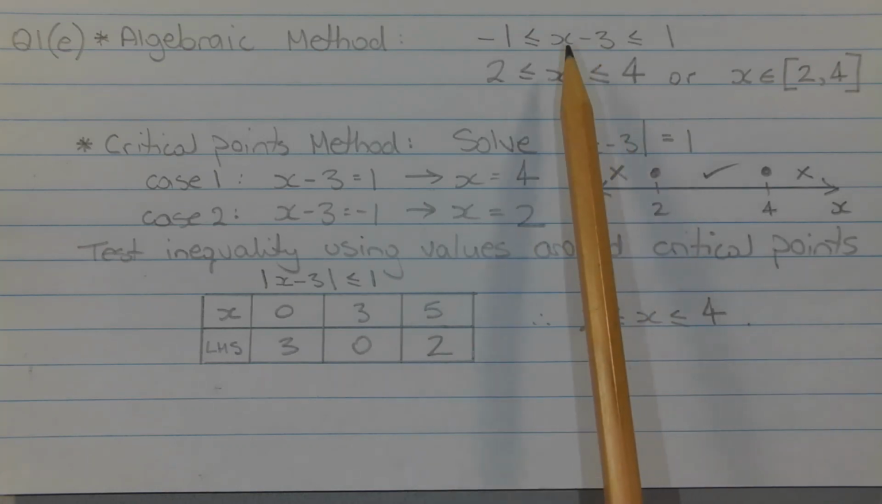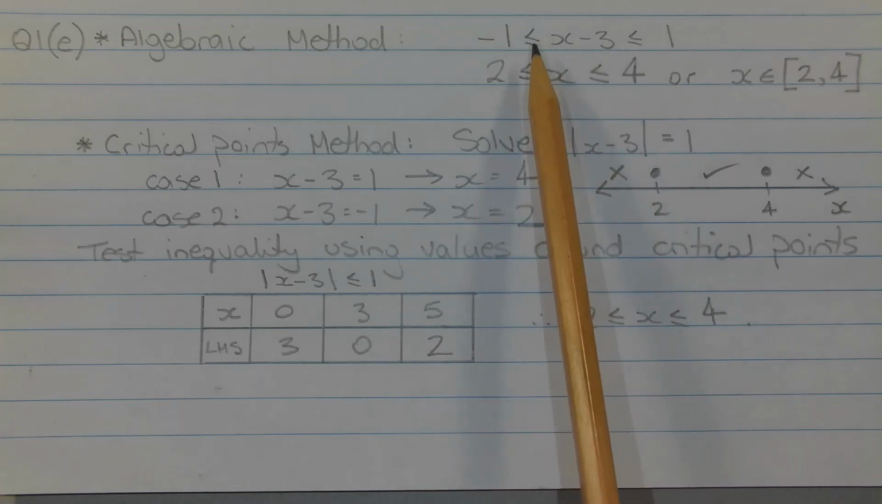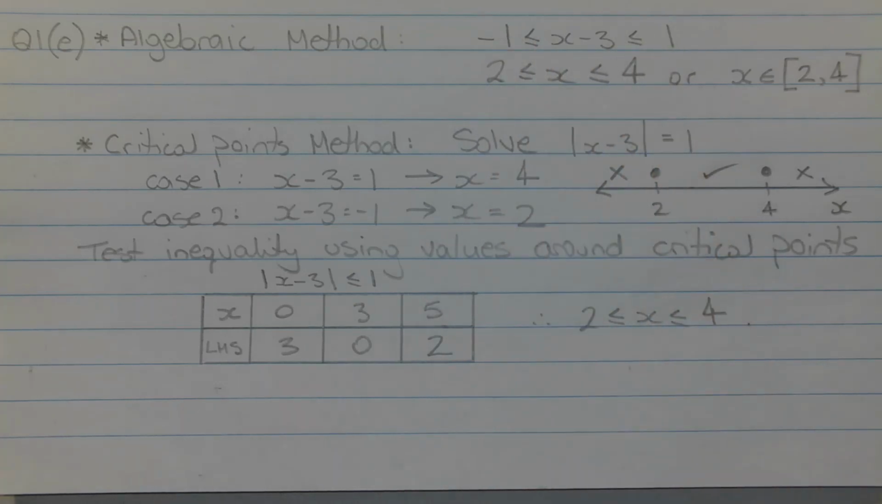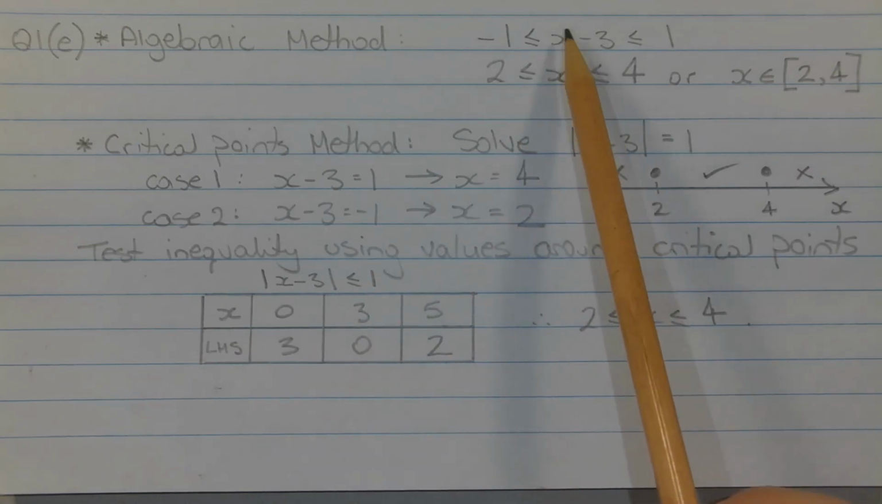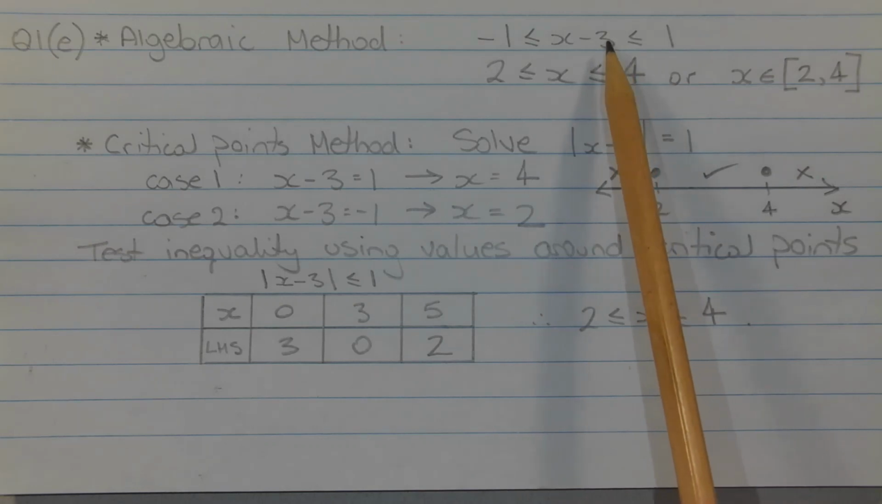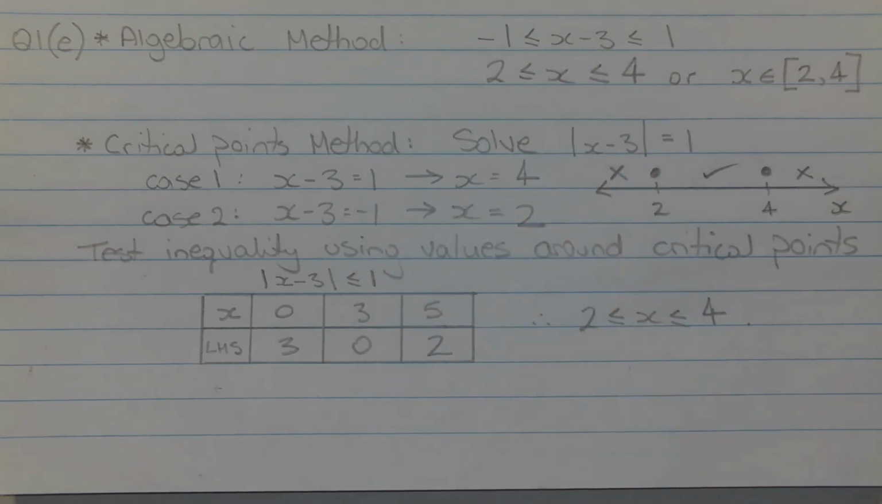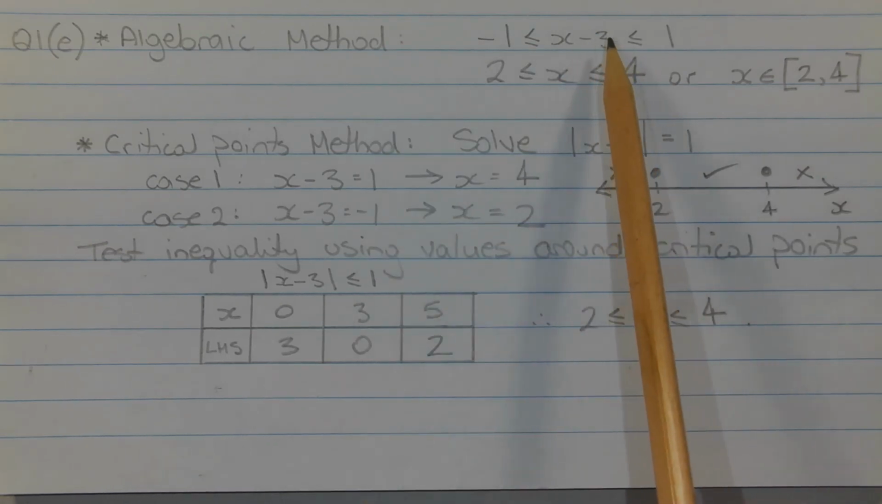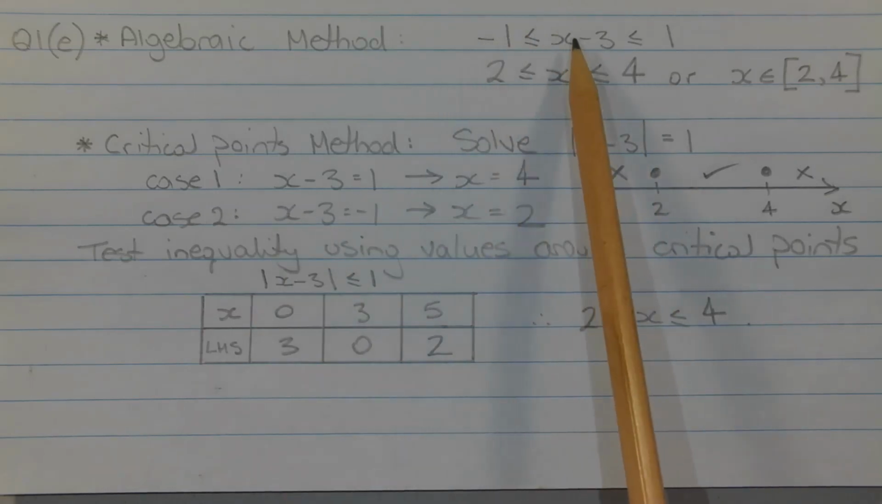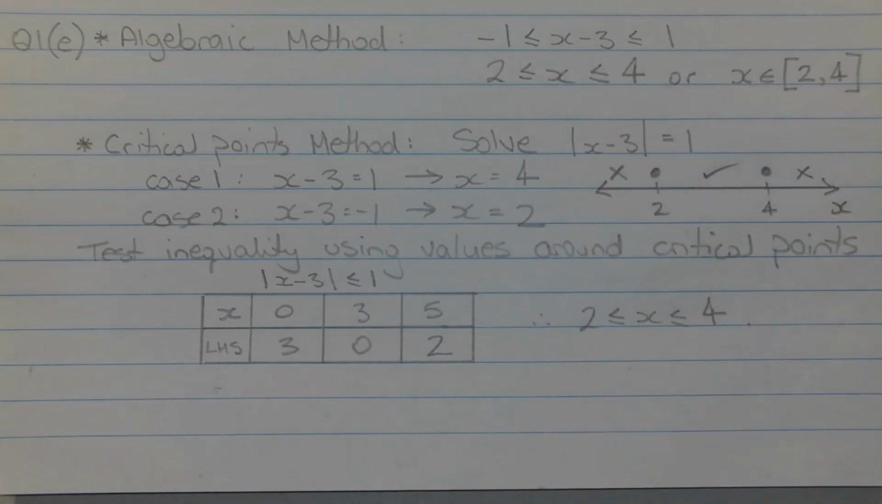In other words, I could write it as x minus 3 greater than or equal to negative 1 and less than or equal to 1. The next step is to isolate the variable x, and that'll give us our solution. Currently, 3 is being subtracted from x, and the inverse of subtracting 3 is adding 3. And we need to add 3 to all three sides of this inequality.